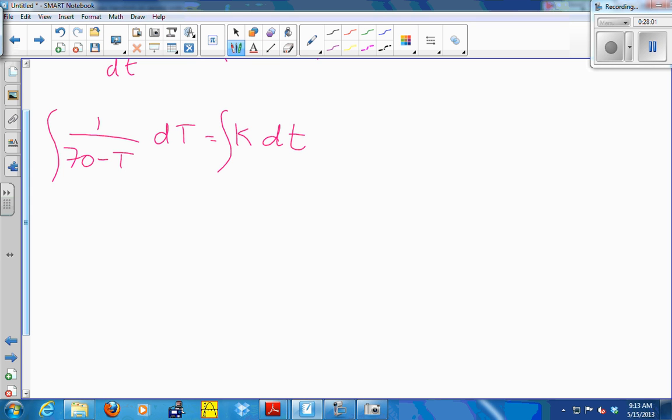So the antiderivative of 1 over T is ln T, so this is going to be the ln of 70 minus T. But then I have to account for, if I was going to take the derivative of this ln of 70 minus T, I should land here, but I would have to use the chain rule, and there'd be a negative, so I put a negative in front. So this equals kt plus C. So trying to solve for capital T here, right? I'm trying to get a function for T for time.